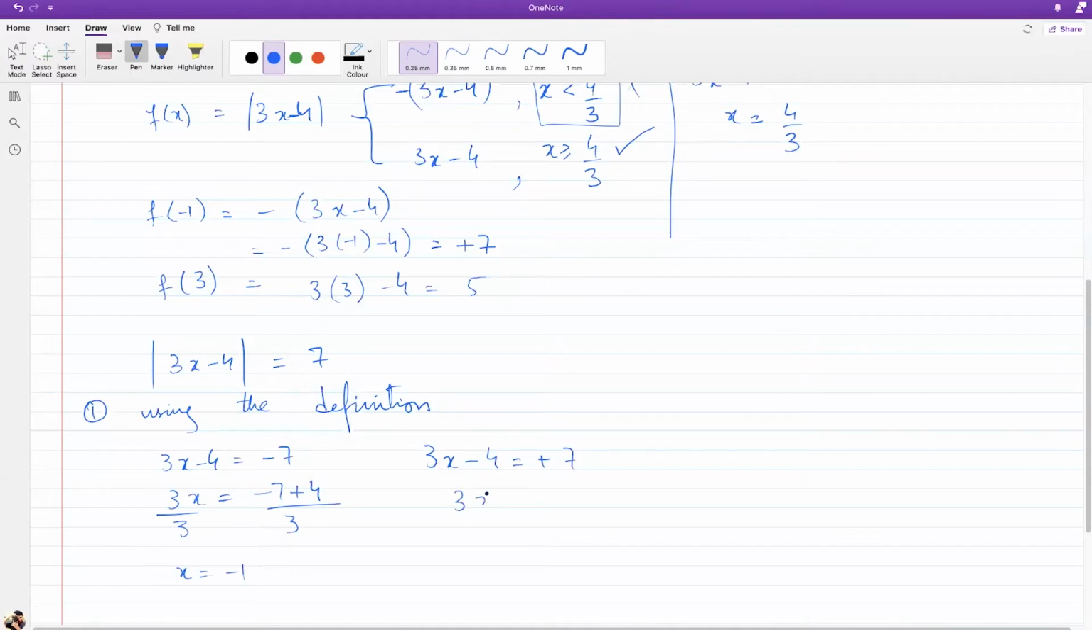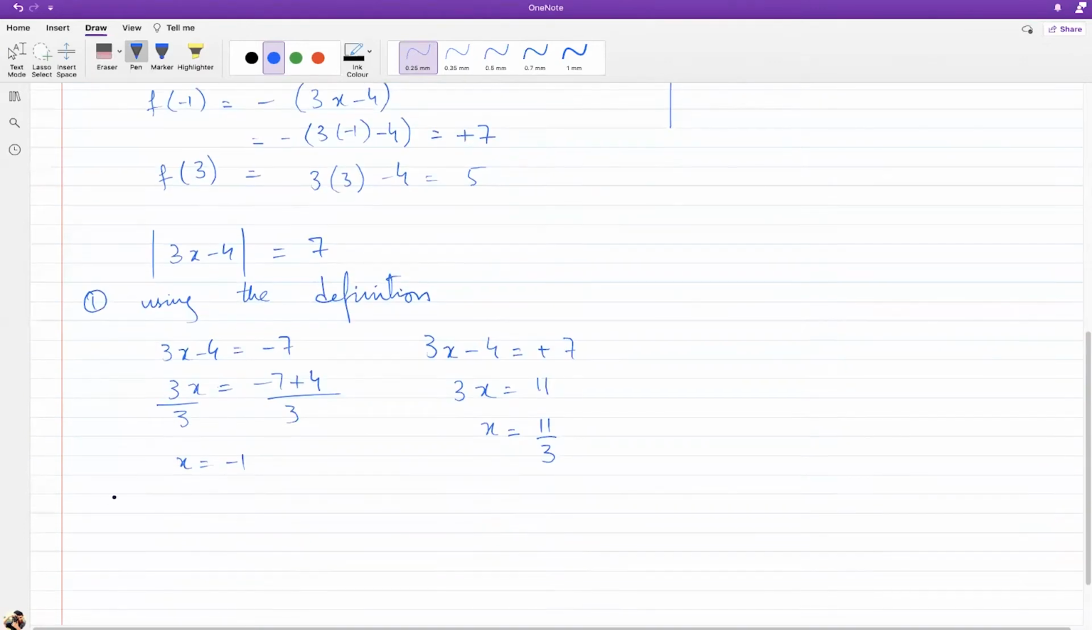And here you do the same thing. This becomes 11 and x equal to 11 over 3. So the modulus is going to give you two answers, 11 over 3 and minus 1. That is the first method of solving it. Second method is squaring it.